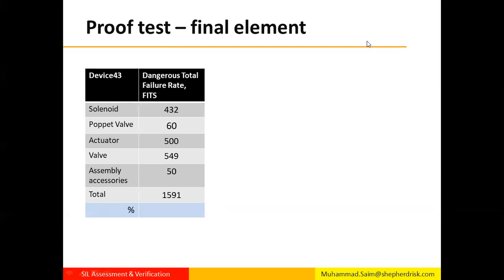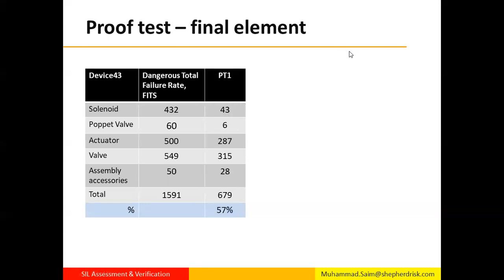Now, based on the proof tests, each of the 5 proof tests detects some of the dangerous failures. For example, PT1 detects 43 out of 432 failures of the solenoid, 287 out of 500 of the actuator, and 315 out of 549 of the valve body. In total, PT1 detects 679 out of 1591 FITs. That is 57% of the failures.